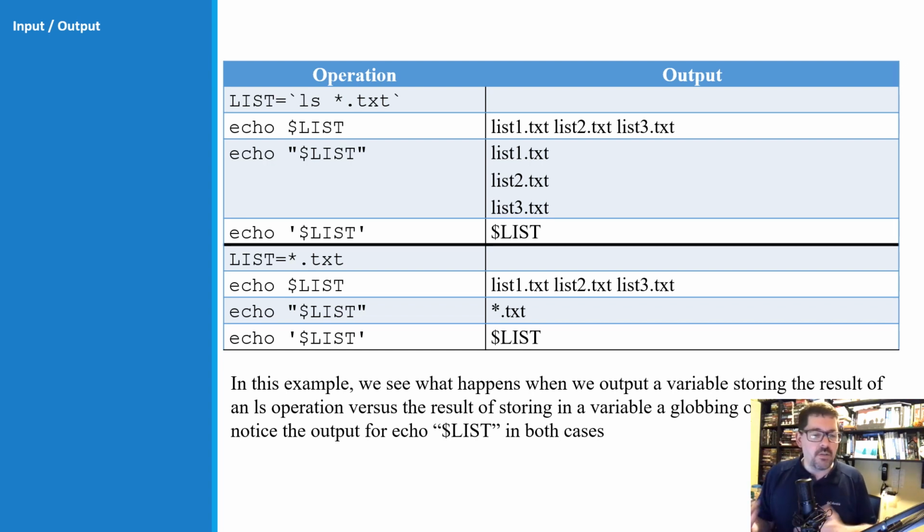So if I echo the value of $list, it's going to be that list of files. If I echo it with double quotes around it, it's going to each have its own line because it's going to process those new lines that are part of that string or part of that list of things. You use the single quote, and then that's just going to output $list, right? Because it's going to treat it as a literal, and so forth.